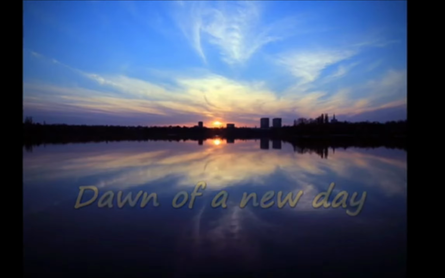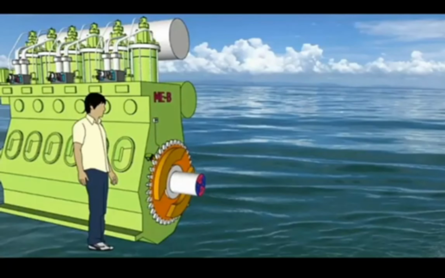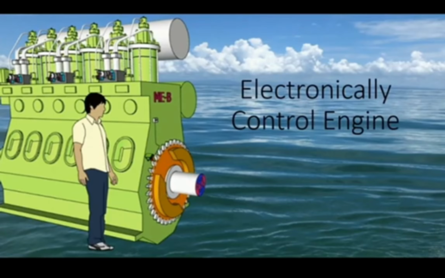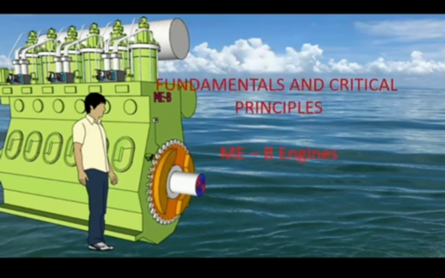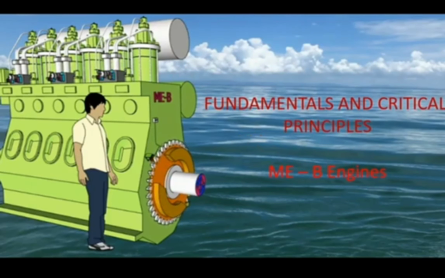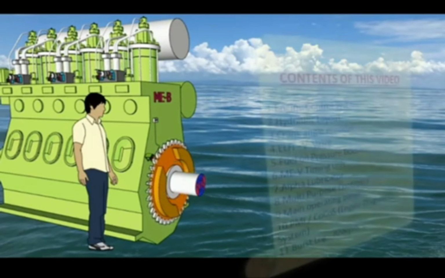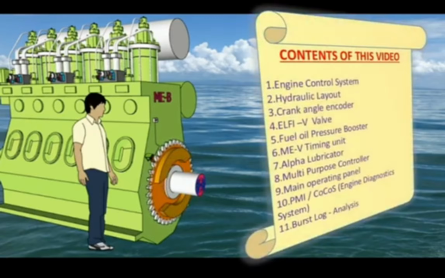Thank you for watching. Welcome to GK's Tech Solution. In this video I am going to discuss the electronically controlled marine engine MEB 9.3 model, also called the .3 engine, a developed version of the MEB engines. This is similar to the MEC engine, except the exhaust valve is controlled by a camshaft with a timing unit. And these are the contents of this video. These chapters we are going to discuss in detail one by one.